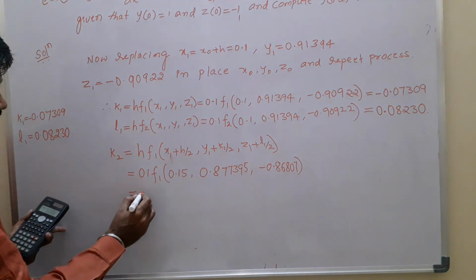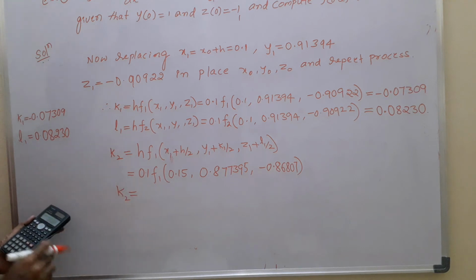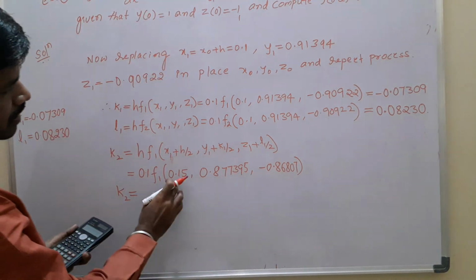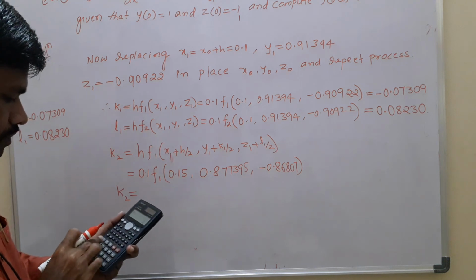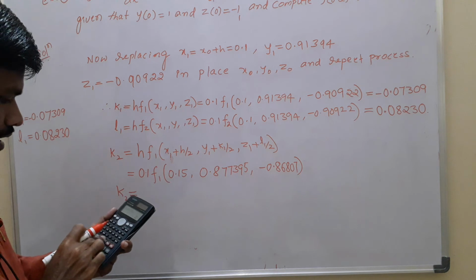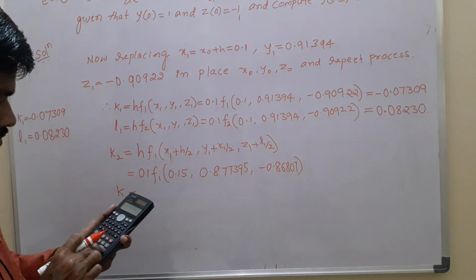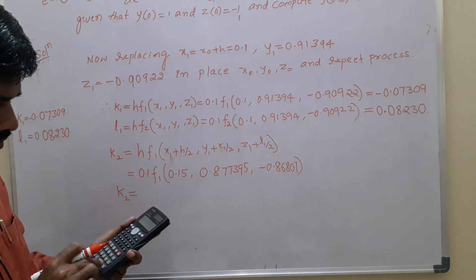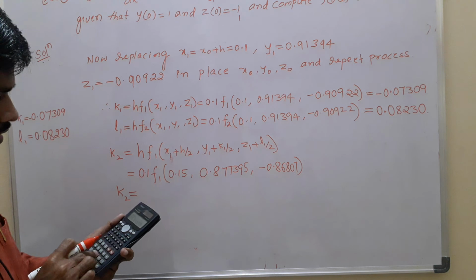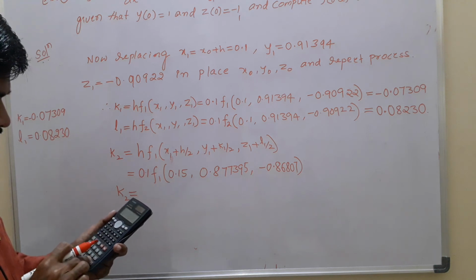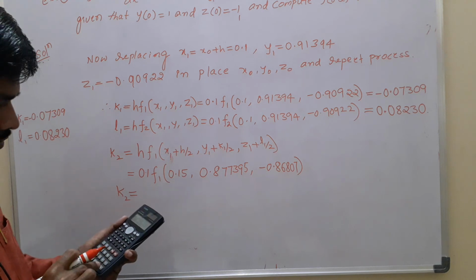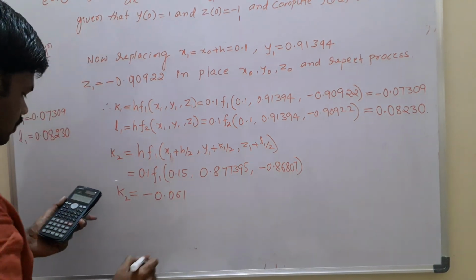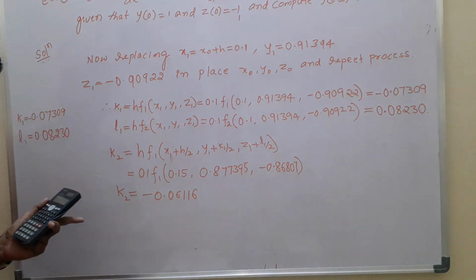So simplifying that one, k2 equal to, the first function, that is yz plus x naught, multiplying these two and adding this one, that is 0.877395 into minus 0.86807 plus 0.15, and into 0.1, we get minus 0.061164.